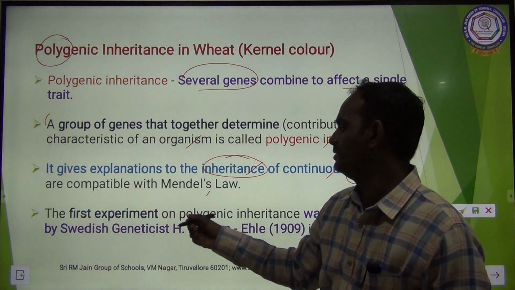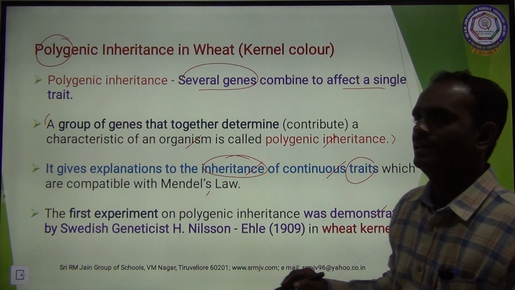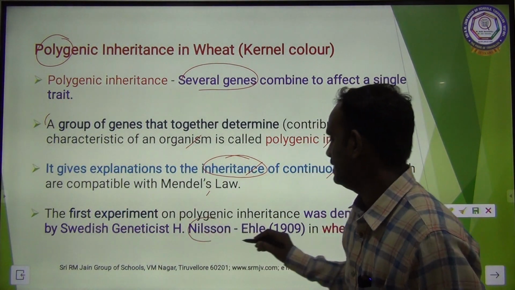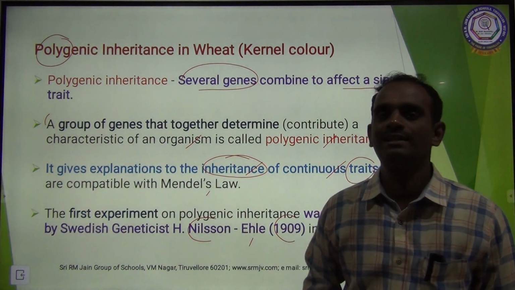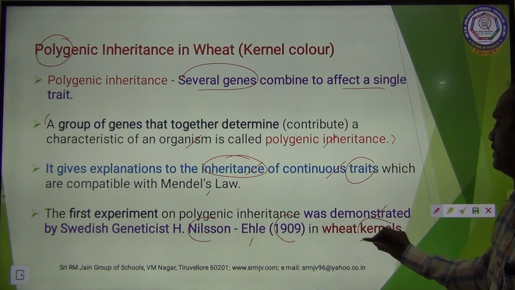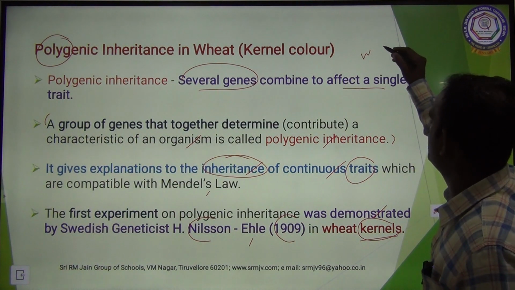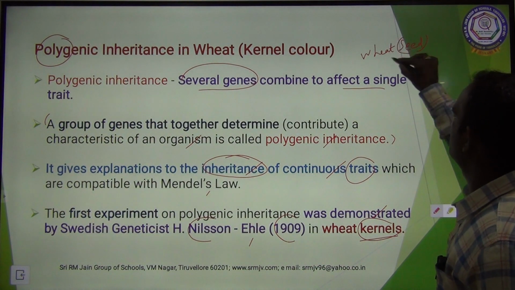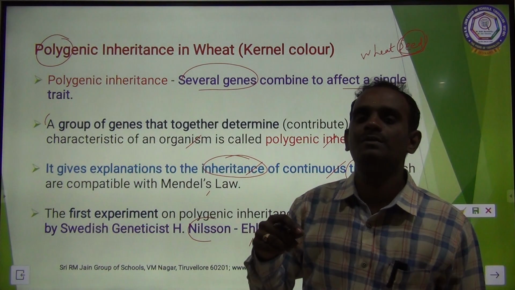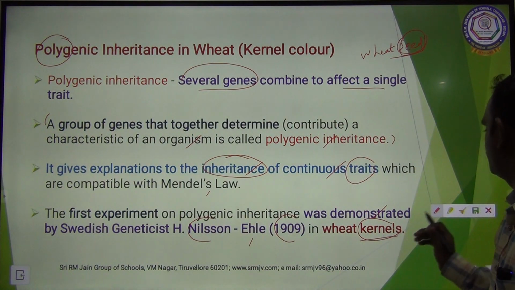The first experiment on polygenic inheritance was demonstrated by the scientist Nilsson-Ehle in the year 1909 with wheat kernel. What is the meaning of kernel? Kernel is nothing but wheat seed. From this wheat seed, the wheat plant will grow. Kernel is nothing but seed.